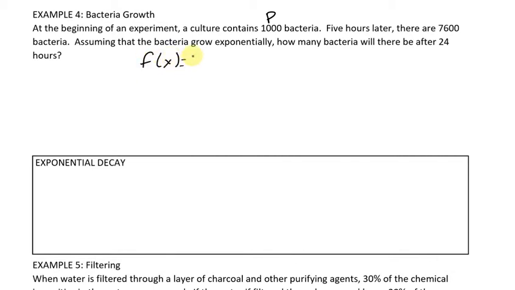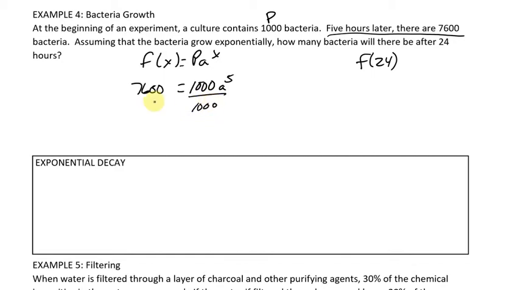So P we've got, it's 1,000. A, we don't know, but we do know something. We know that 5 hours later there are 7,600. So we know that f of x is 7,600 when x is 5. So I can plug that in, and now this is something I can solve. I can solve for A by dividing by 1,000, and then I'd get 7.6 equals A to the 5th power. Take the fifth root of both sides, so I can get A by itself.